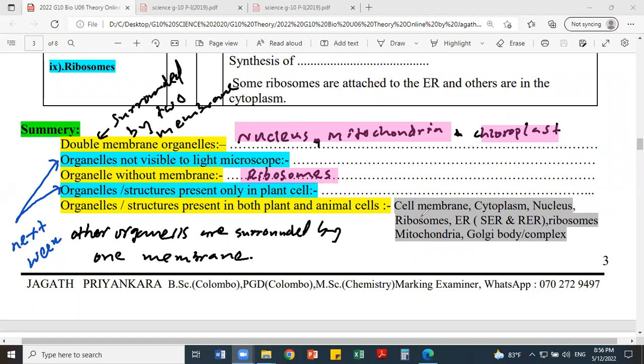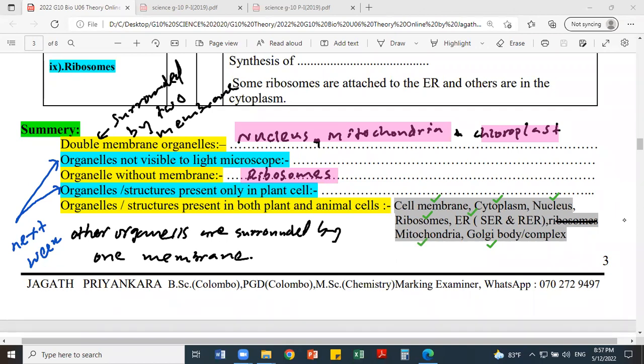Then these things are present in both: cell membrane present in both. Cytoplasm present in both, nucleus present in both, ribosomes present in both, ER present in both. Ribosomes I have given twice, so you can erase one. And mitochondria present in both. Golgi body also present in both. So, common to both. That's the summary here.